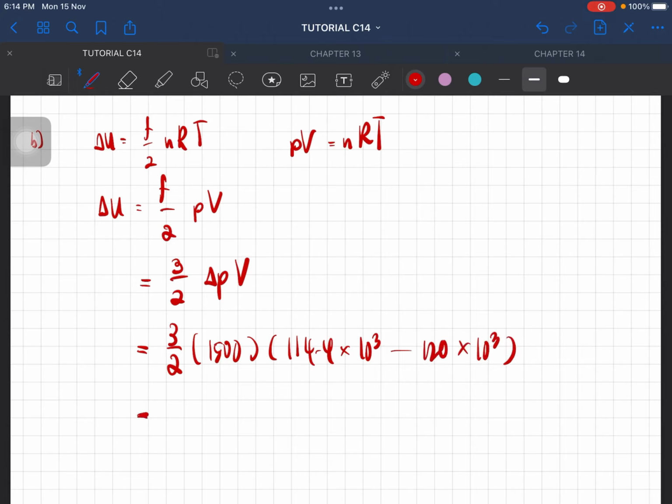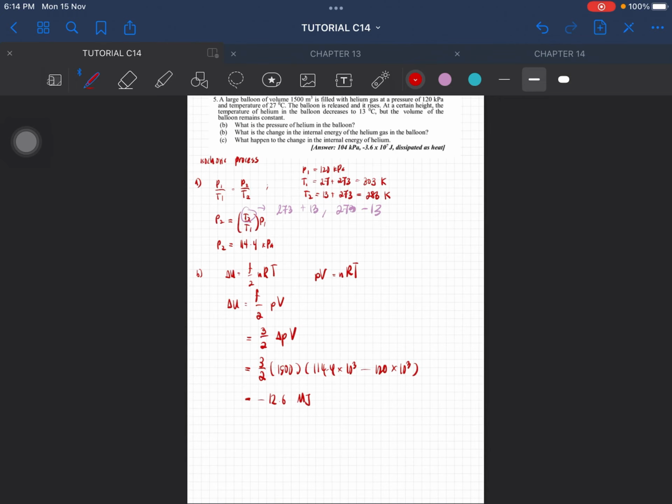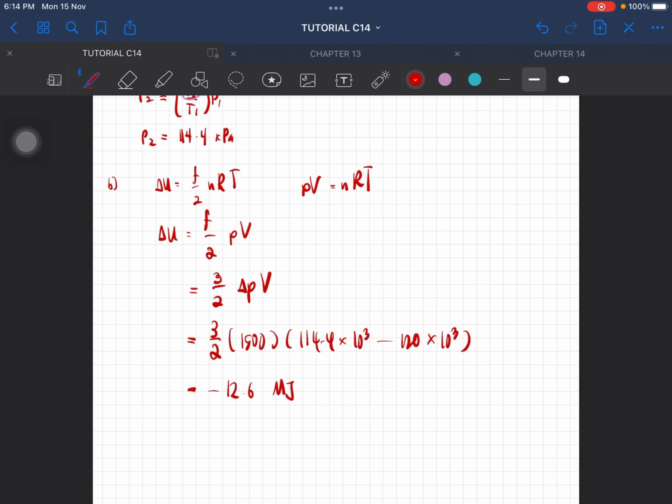Okay, so the internal energy will then become negative. Okay, this one I have to calculate. 1500 times 114.4 minus 120. So it will become negative 12.6 megajoules. Okay, right, so that is the solution for question B.